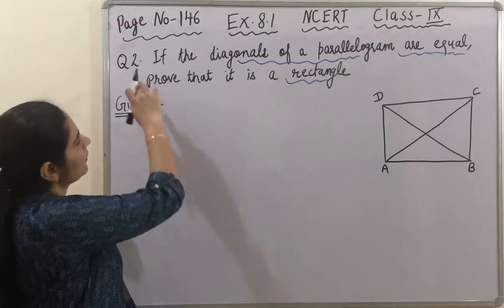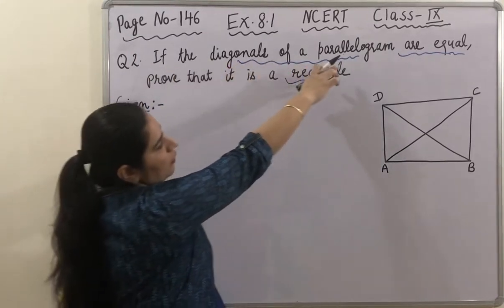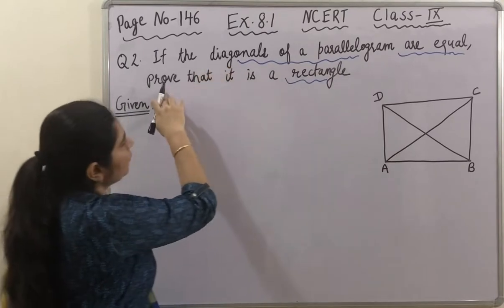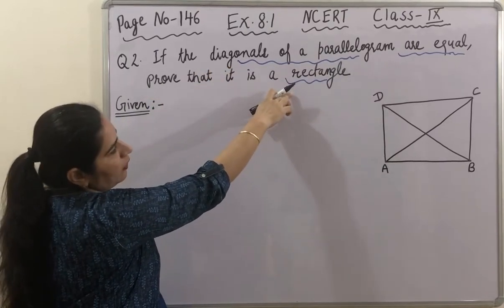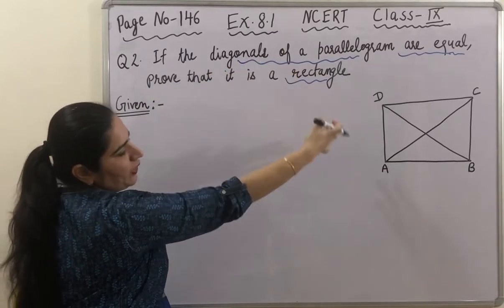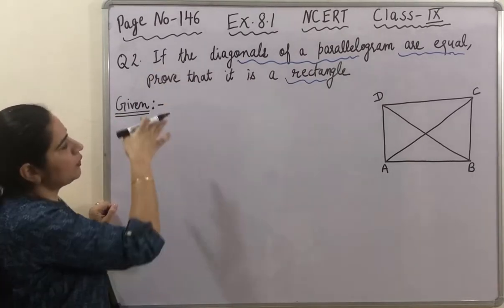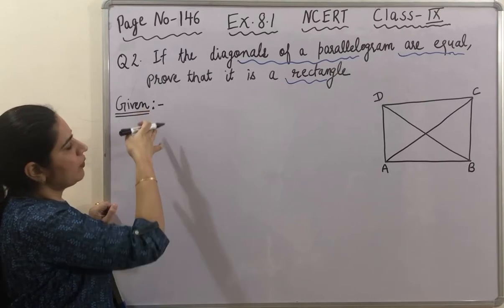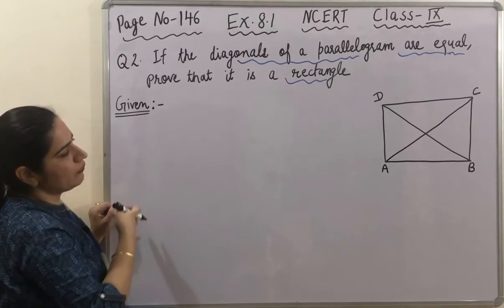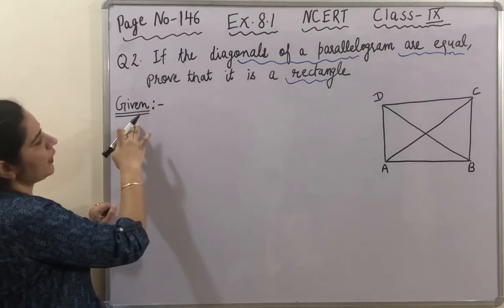In question 2 it is given, if the diagonals of a parallelogram are equal, then we have to prove it is a rectangle. Here in this question, whatever is given we have to mention it, because here we are doing a theorem. In a theorem we have to mention what is the given part, what we have to prove, and then we'll do the proof part. Okay, so we'll write down given.